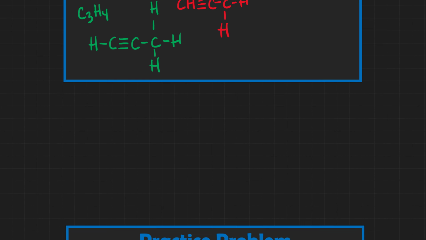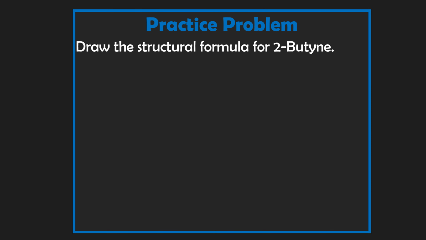Let's do a practice problem. Draw the structural formula for 2-butyne. Well, the chemical formula for that would be C4H6. But means there are 4 carbons. Yne, meaning there is a triple bond present. And that triple bond is after the second carbon.